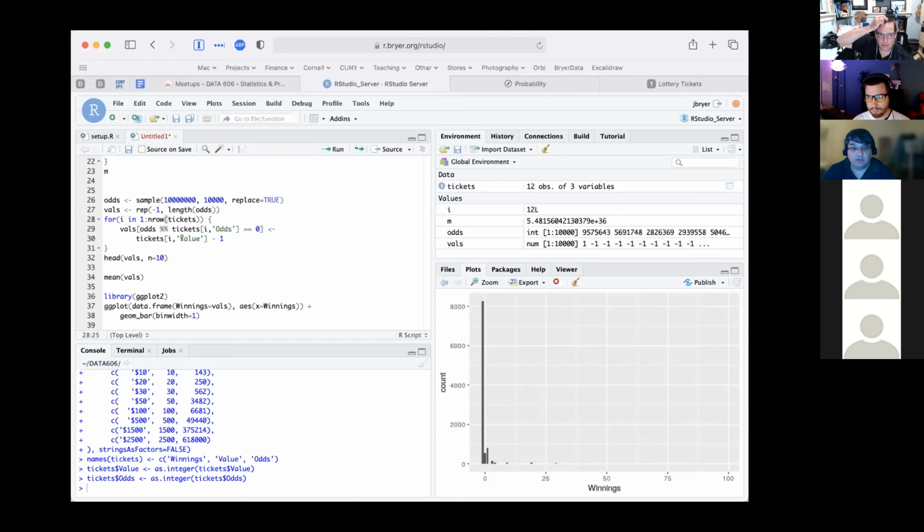Other questions? But get used to the for loop. If you're new to for loops, study that a little bit, because we'll use it a few more times.